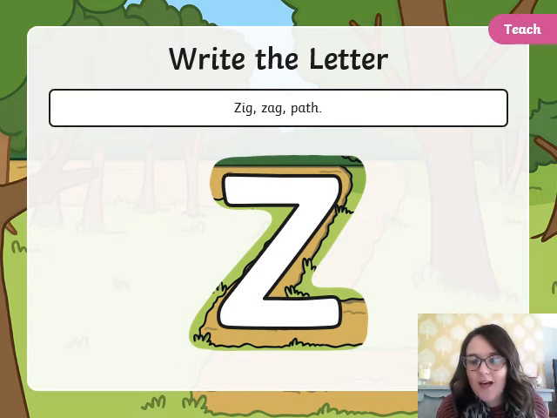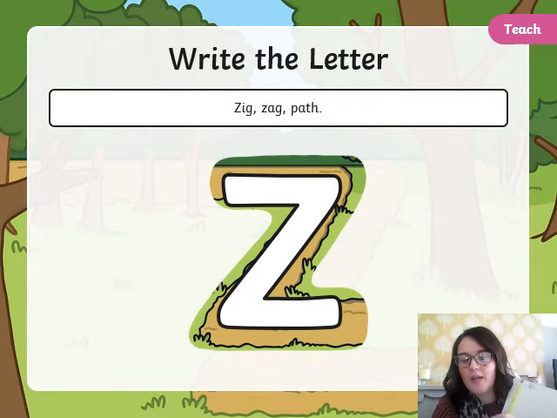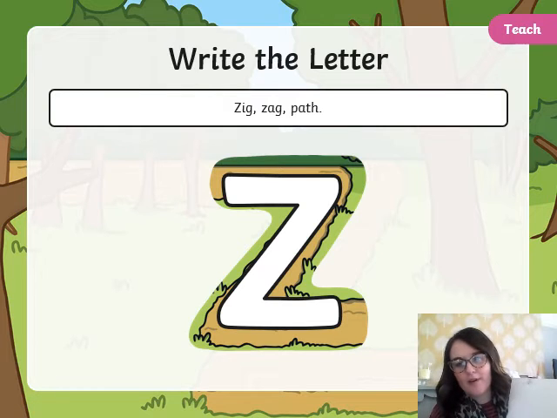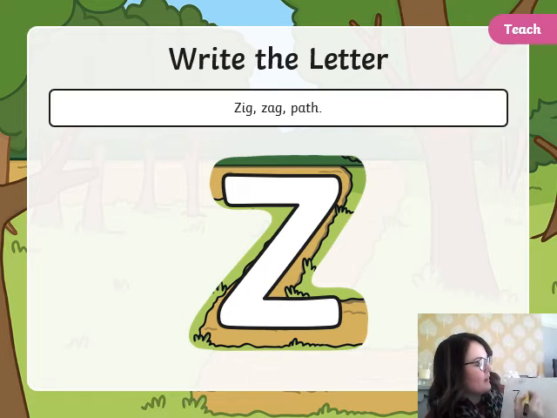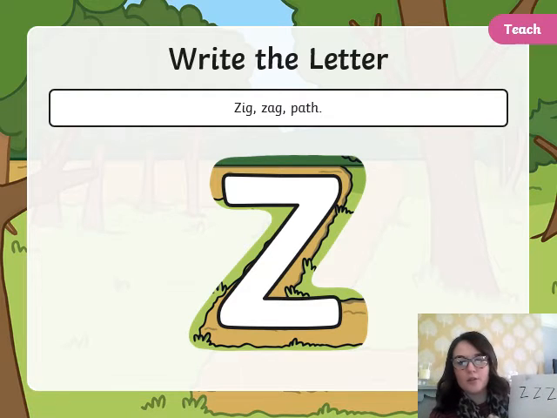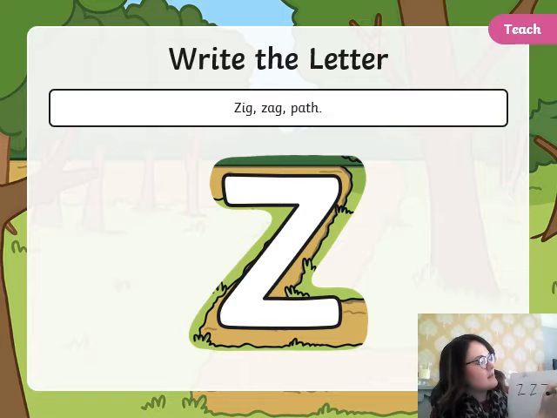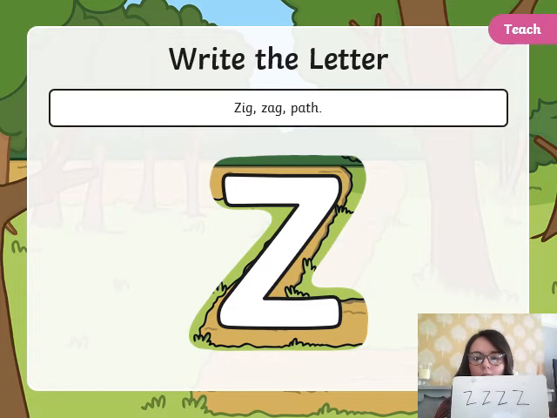Okay, so this is where we need our whiteboard and our magic pen. Make sure it's working. Give it a shake. We're going to try and write our Z on our board. Our z sound. Ready? Zig, zag, path. Let's try again together. Zig, zag, path. Keep going. Zig, zag, path. Shall we try one more? Zig, zag, path. One, two, three, four of our sound z.